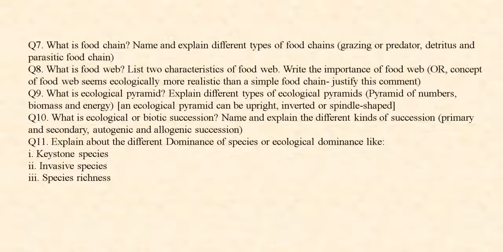An ecological pyramid can be upright, inverted, or spindle shaped. That one also we need to cover. Then in question number 10, I have written what is ecological or biotic succession. Name and explain the different kinds of succession like primary and secondary, autogenic and allogenic succession.